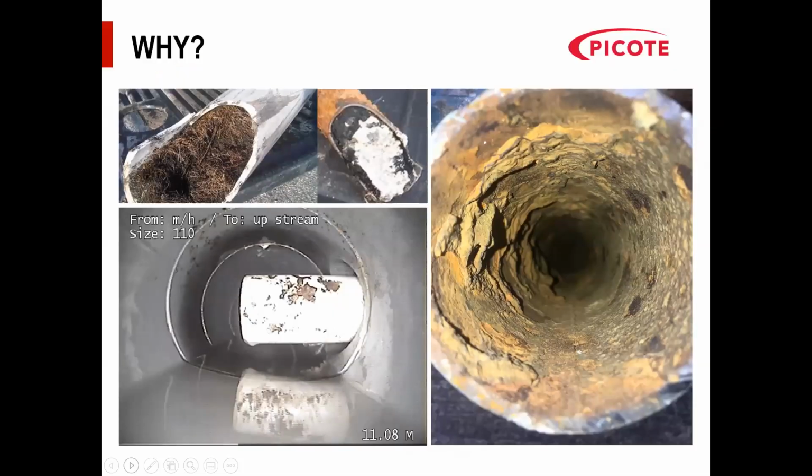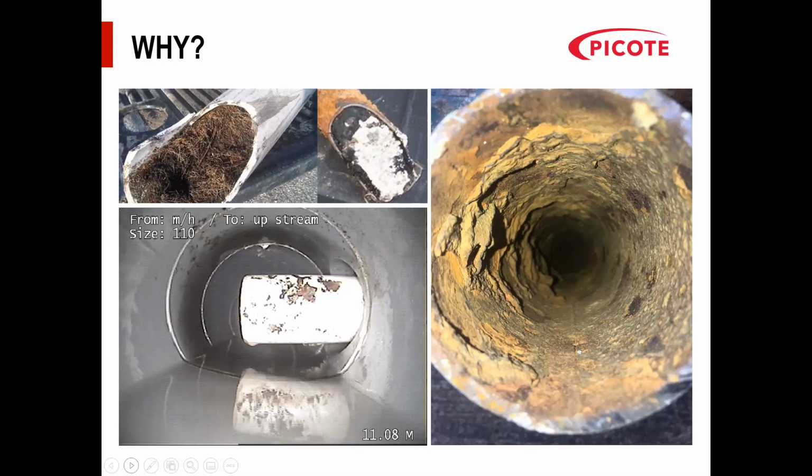So to begin with, why do we need to clean pipes? Well, the obvious one is we need to clean them to keep the flow running through correctly. And generally, if you're on the clean water side in drinking water, the biggest issue that you'll get is the buildup of tuberculation within the cast iron water mains.